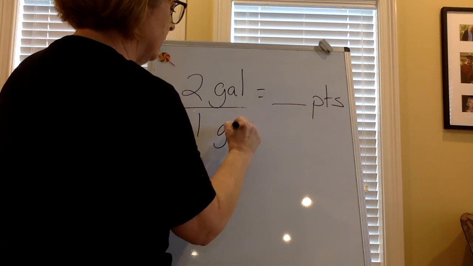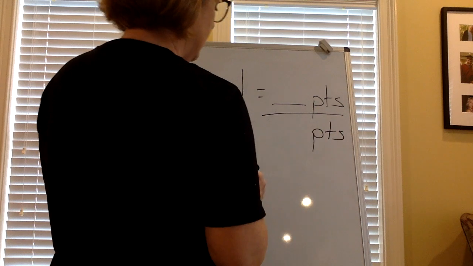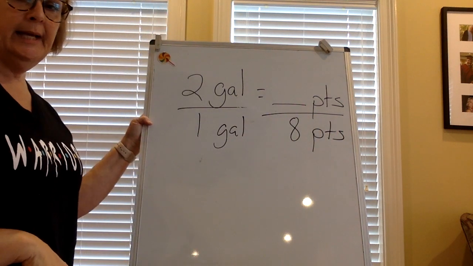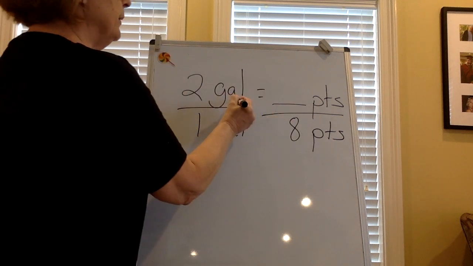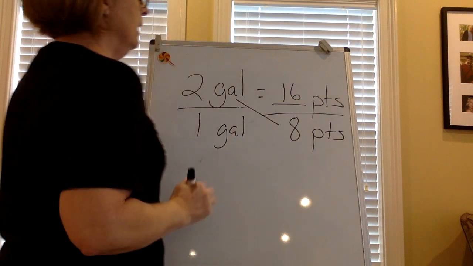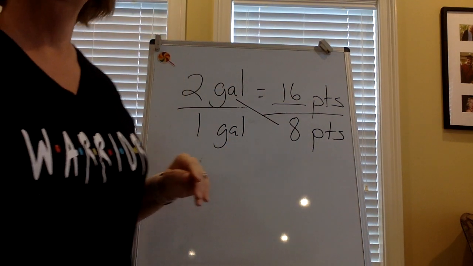I'm going to put gallon here, gallon under gallon, pint under pint, and there is 8 pints in a gallon. Well, they're still across from each other. So what is 2 times 8? 16. So there are 16 pints in 2 gallons.